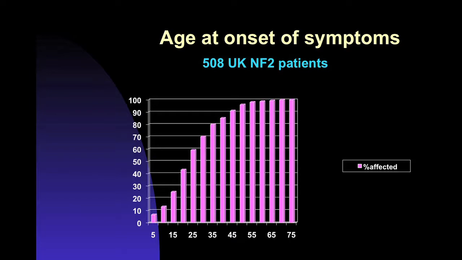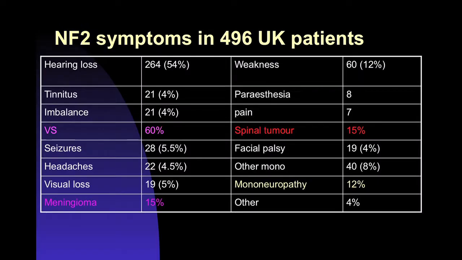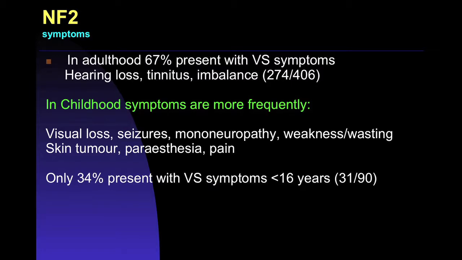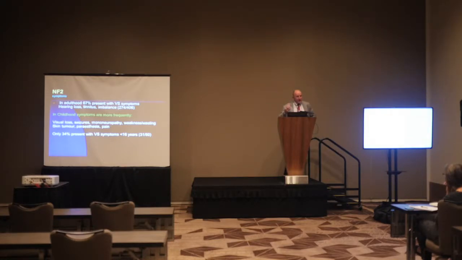So this is the onset of symptoms. And you can see here going to 100% by around 55, 60 years of age. In adulthood, the predominant symptom is hearing loss and buzzing or ringing in the ears and balance problems. In childhood, it reverses around, and it's usually other symptoms that present in childhood, often related to a meningioma or a spinal schwannoma, or to muscle weakness in some of the nerves. Particularly facial weakness is a common presenting feature in childhood.